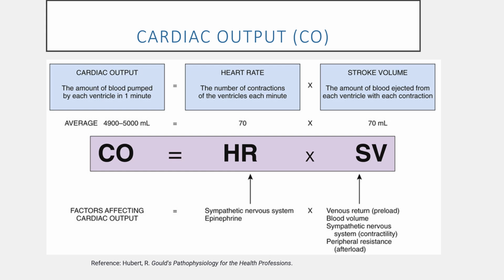Cardiac output is the volume of blood pumped by the heart in 1 minute. The equation is cardiac output equals stroke volume times heart rate. Stroke volume is the blood ejected by the ventricle per beat. Its influencing factors include preload, which is blood volume in the ventricle at the end of diastole, contractility, which is the strength of ventricular contraction, and afterload, which is the pressure the heart must overcome to eject blood.